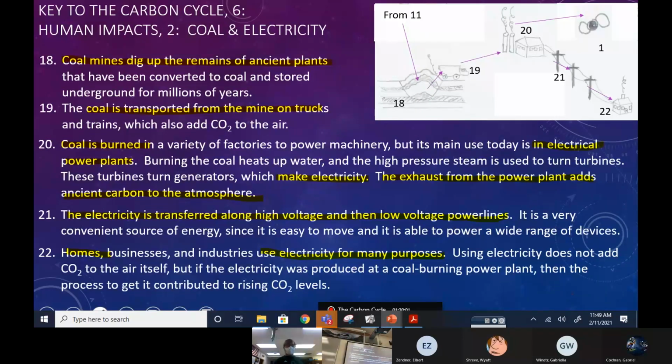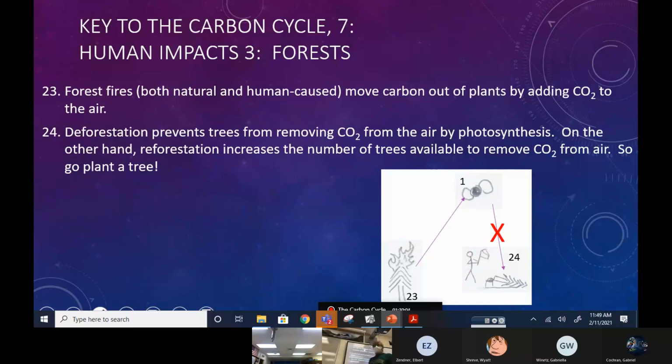Okay, the last one. Human impacts on forests. So we have forest fires, and they could be natural or they could be caused by people. And it moves CO2 out of the plant back into the air. But this is not ancient carbon, is it? This is recent carbon. So I would argue, like if you have a wood stove or if you have a fireplace and you're burning firewood, you are adding carbon dioxide to the air, but not ancient carbon.